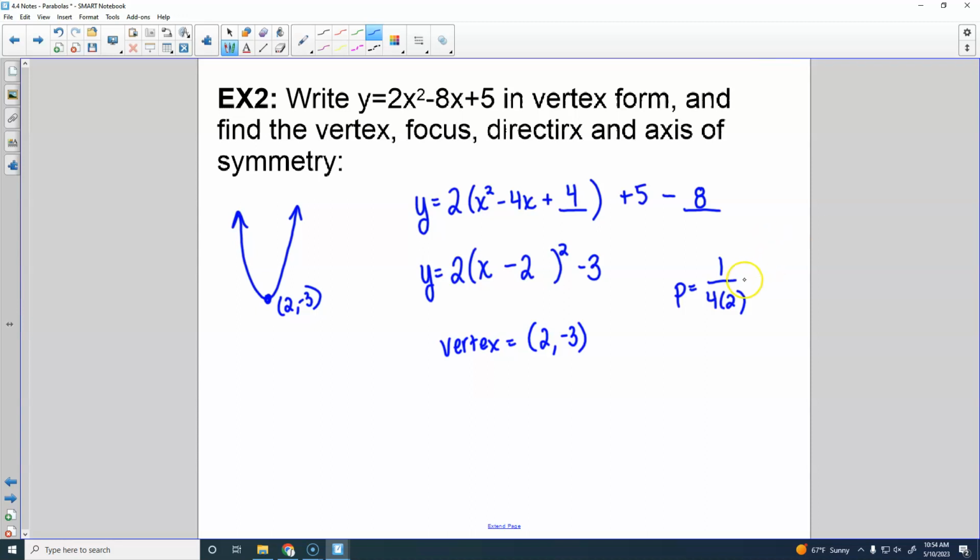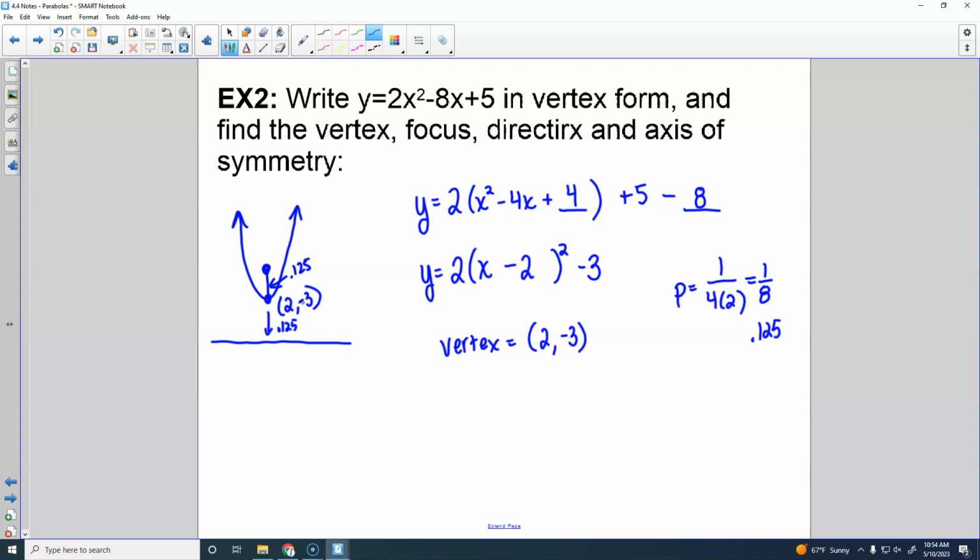Okay, so we're going to get 1/8 again, or 0.125. I didn't really mean for it to be the same, but it is on this one. So for the focus, in this case, the focus is going to be on the inside of the parabola. We're going up 0.125. And the directrix is going to be on the outside. We're going to go down 0.125.